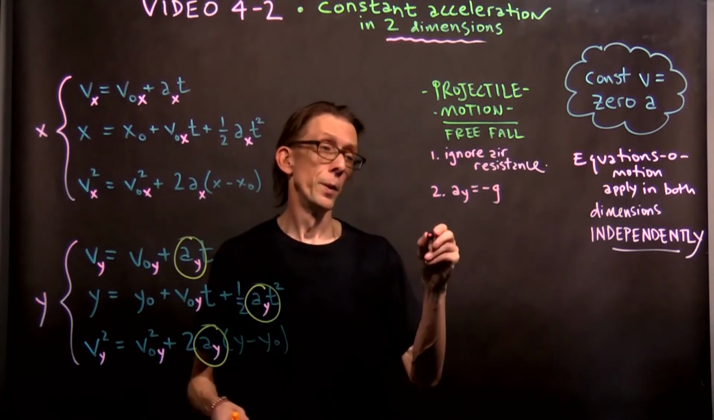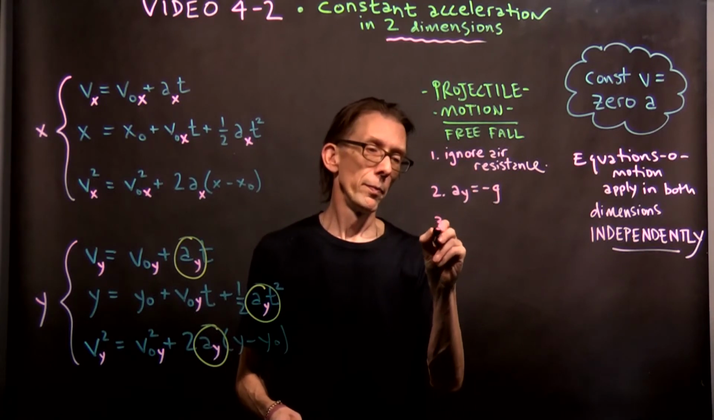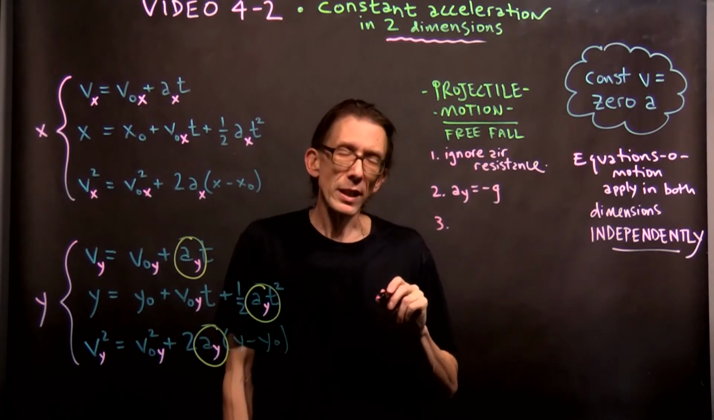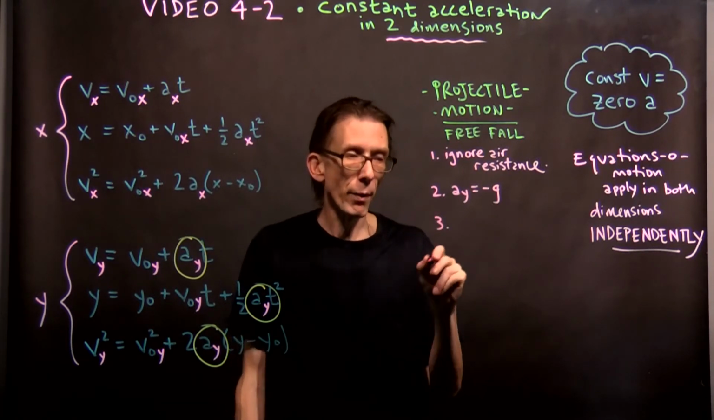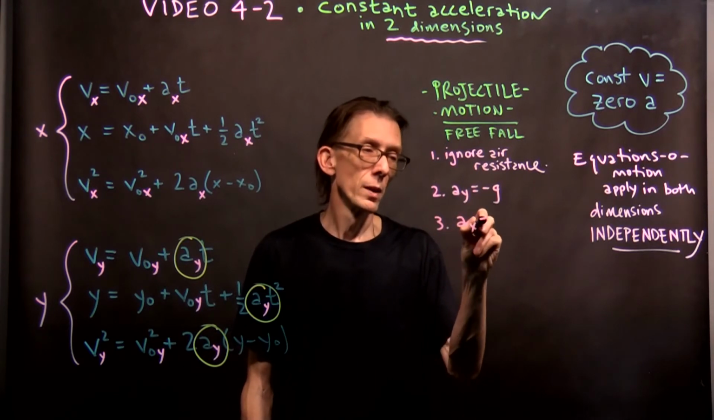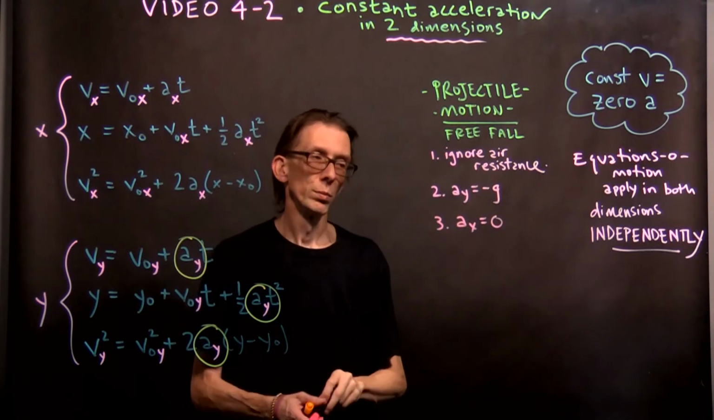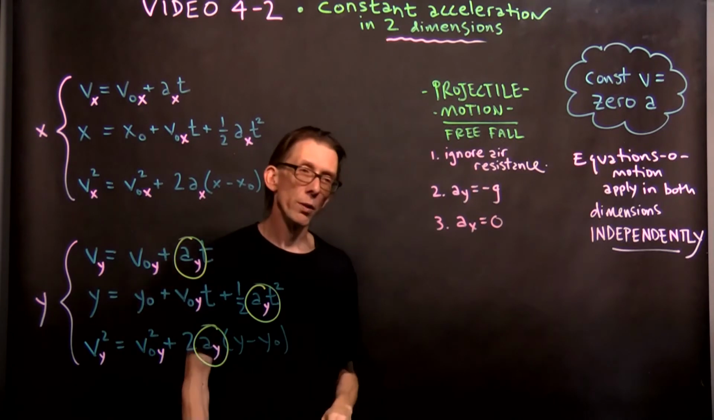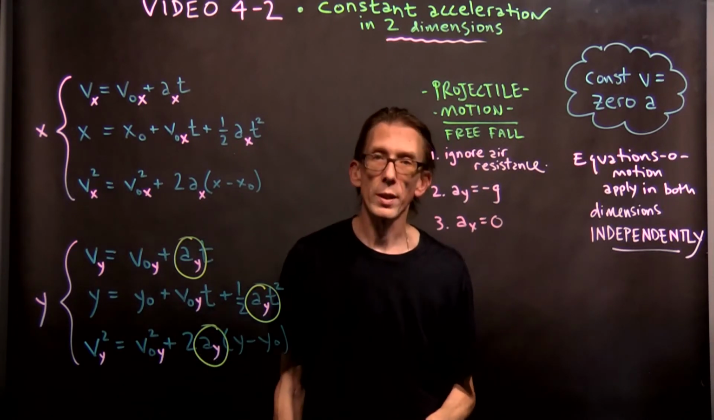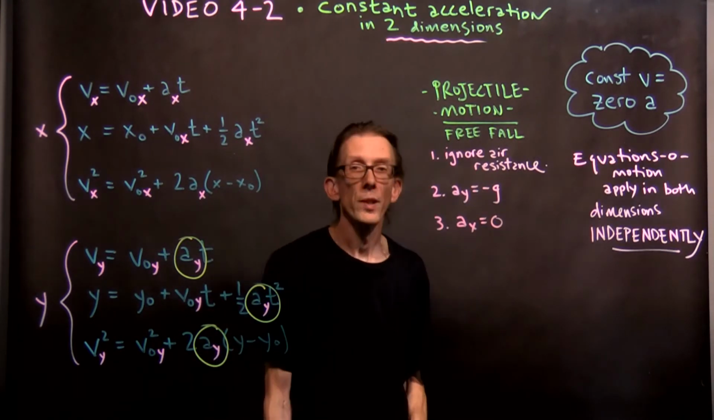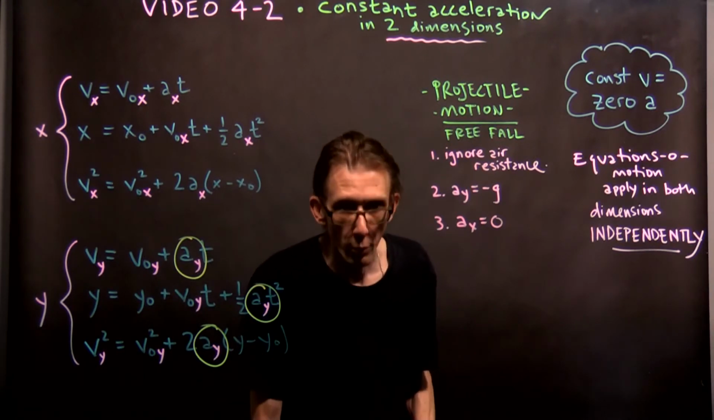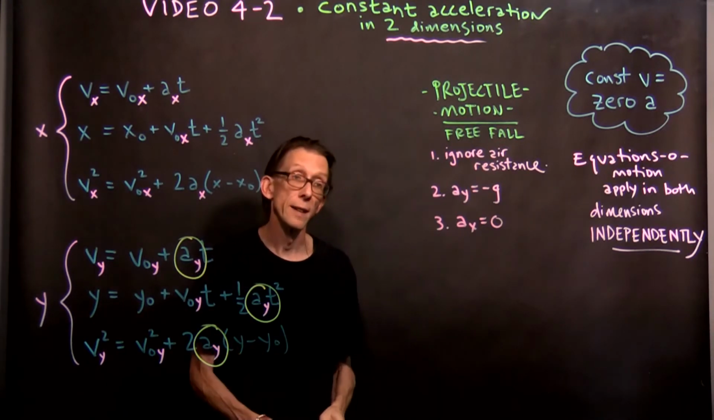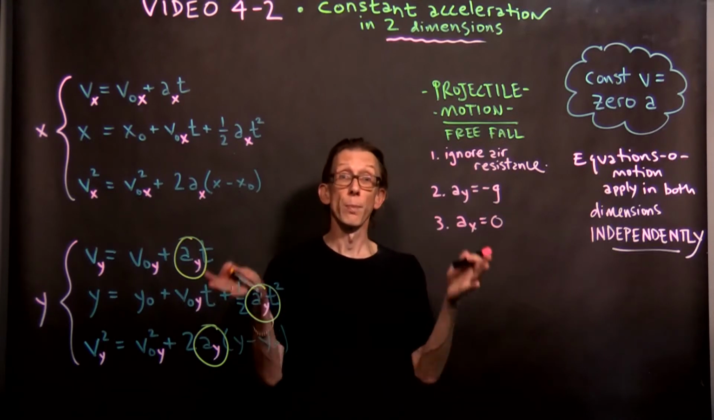In the third, even better. I've told you how much I love zeros. I can't get enough of them. a sub x is 0. In projectile motion, there is no acceleration in the x direction. This is not obvious, but it is true. I'll say more about this later. Right now I'm just trying to set up the math a little bit for us.